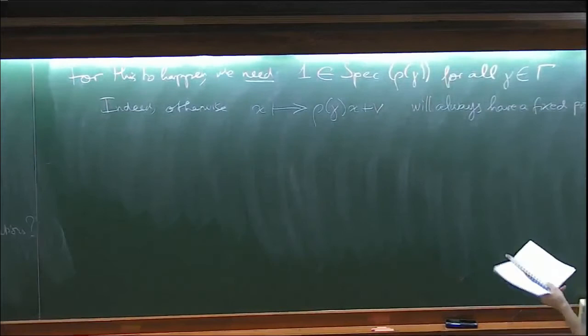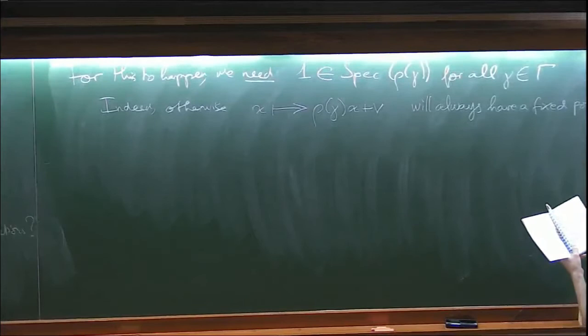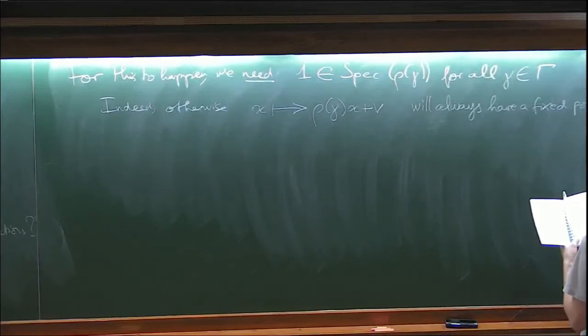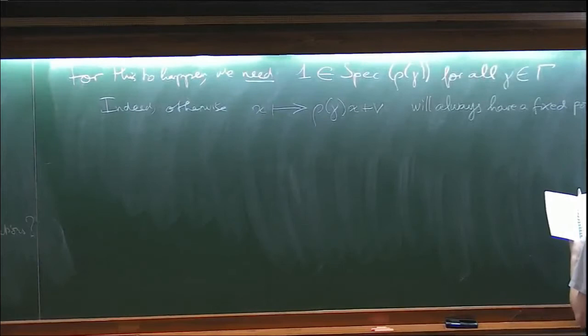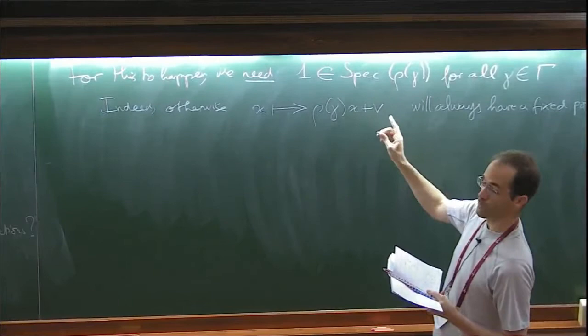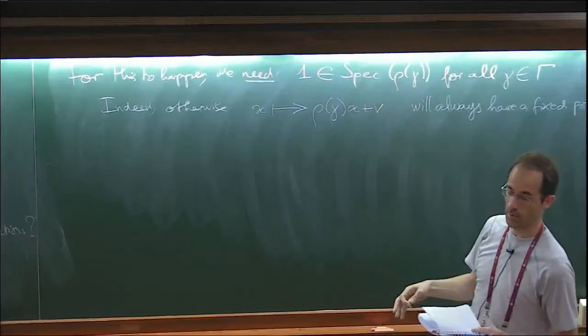Hence it cannot act, so even a single cyclic subgroup, the affine subgroup generated by such a map, cannot act properly discontinuously. Right, because if you look for a fixed point of this map, what you're going to write is rho of gamma minus identity applied to X equals v. And if rho of gamma minus identity is invertible, in other words, if one is not in the spectrum, then you just take the preimage of v, and there's your fixed point.